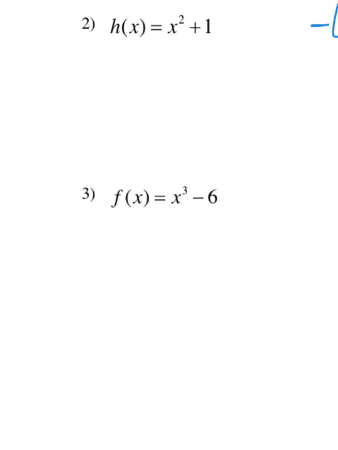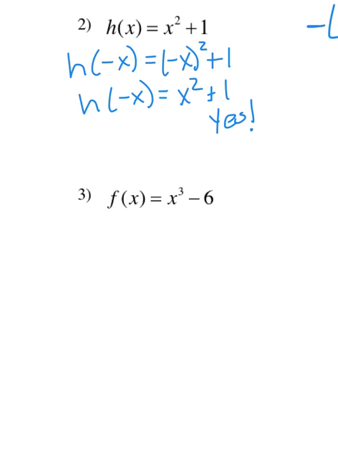Okay, in the next example, we have x squared plus 1. So what we're going to do is check to see if this is an even function by substituting a negative x in for x and see if we get the same equation back. Okay, in this case we did. So h of negative x, if I plug a negative x in for x and I simplify my equation, I still get x squared plus 1. So this particular function is an even function.